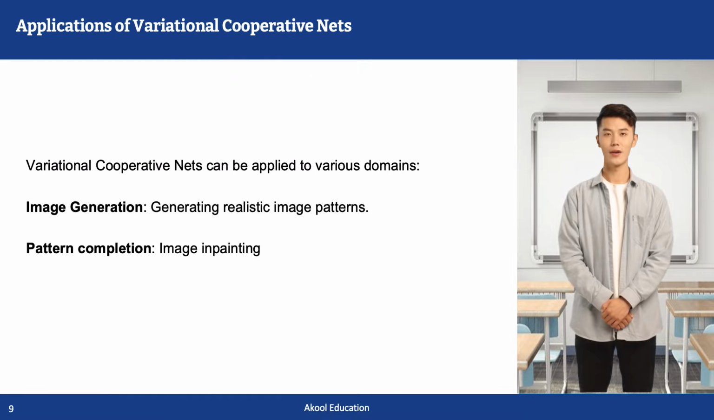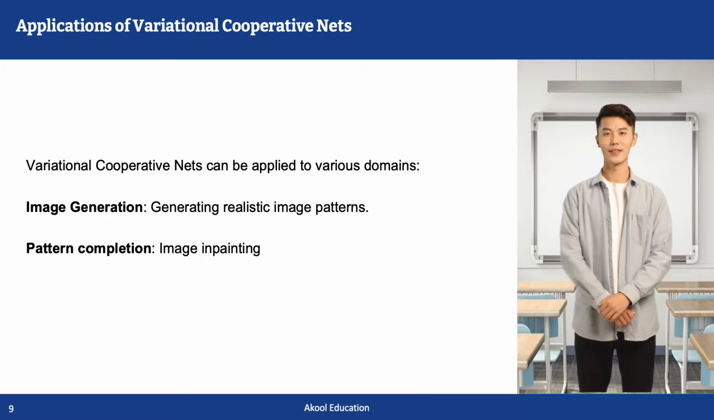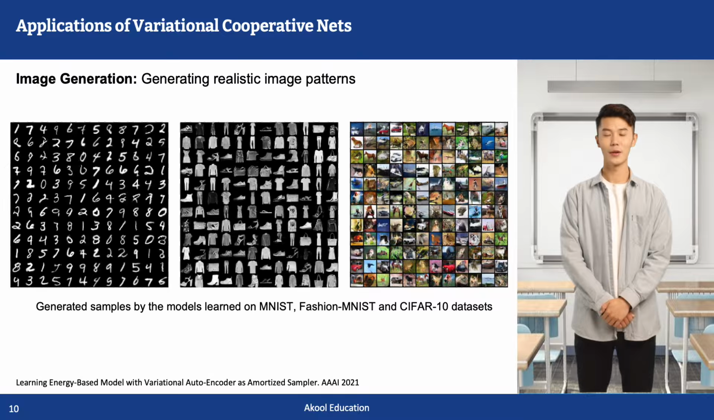Now, let's look at some applications. Variational cooperative nets can be used for image generation and pattern completion. We showcase examples of image generation. Here, you can see examples on different data sets. The model learns from each data set and generates realistic image patterns via ancestral Langevin sampling.